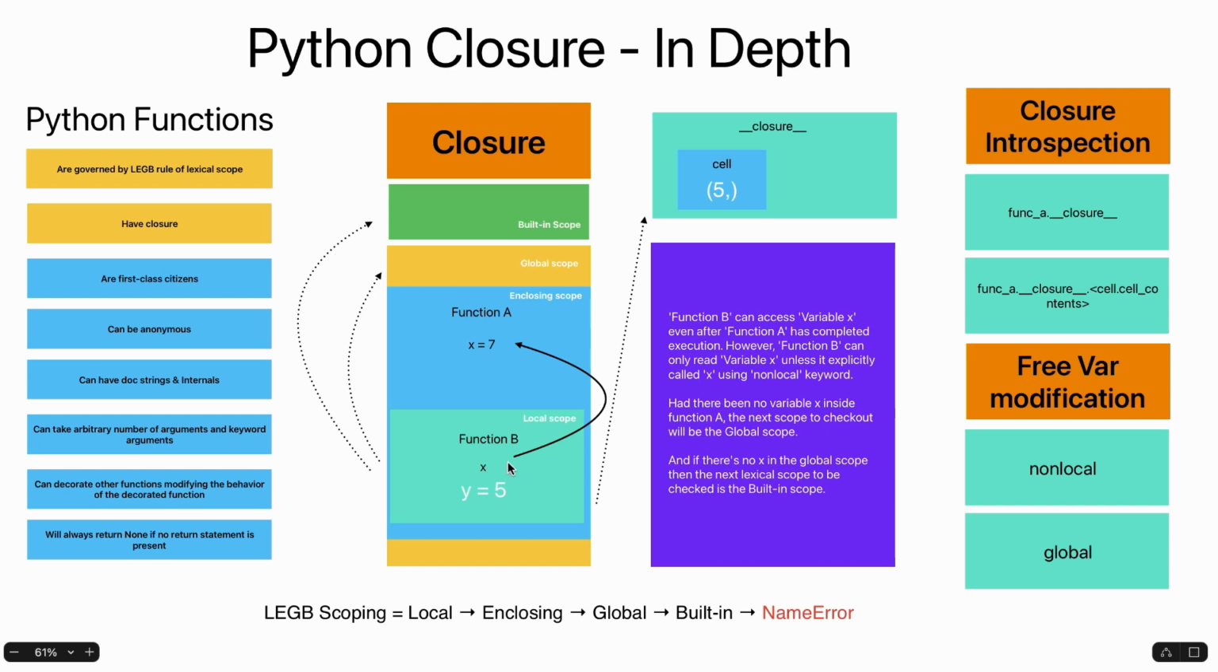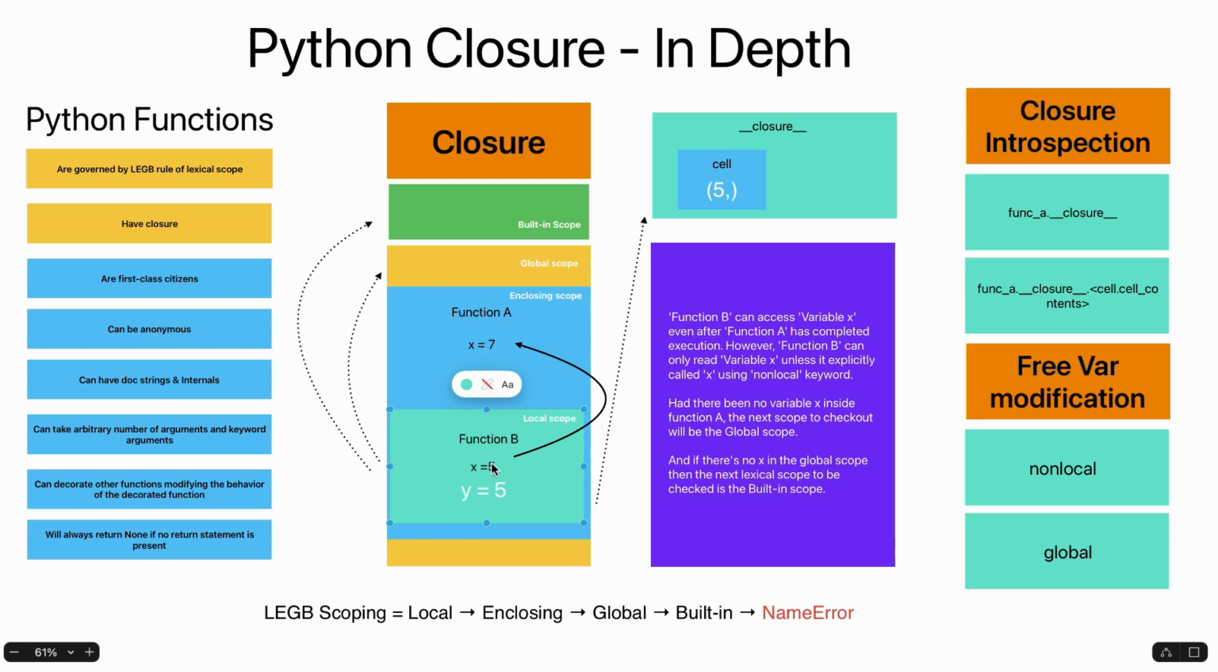I lied. Two things. First, there's something called variable shadowing. Within the enclosing scope, I have x defined as 7. But if I update x here and say x is 5, now my function b will know x to be 5 from now on because it will default to the local scope. This is called shadowing. I'm shadowing the x that's defined in function a.